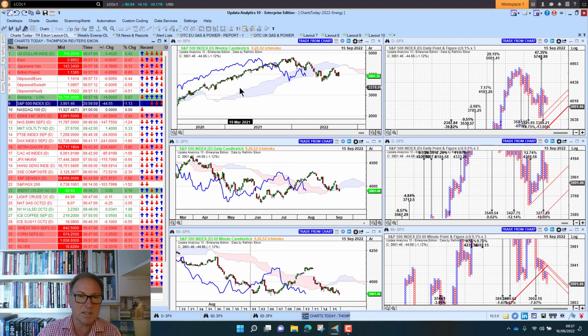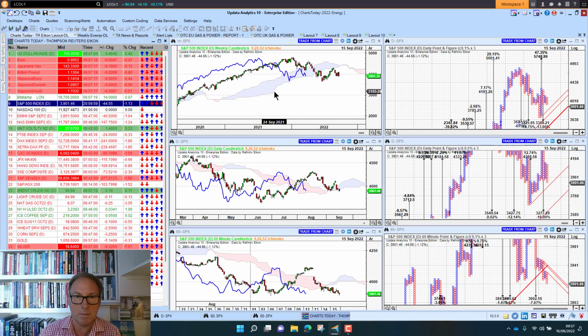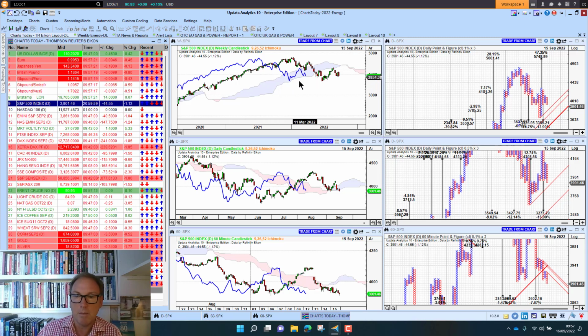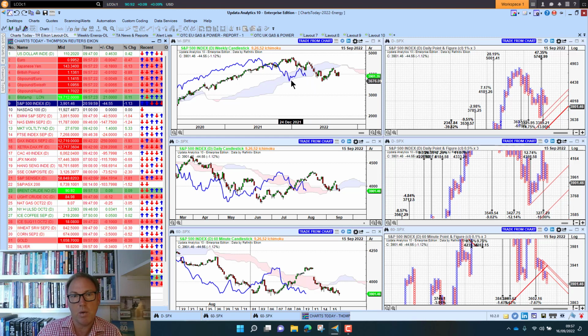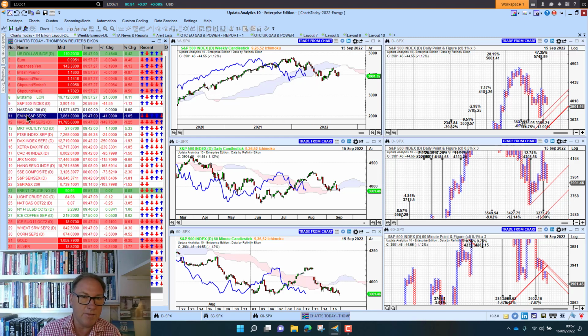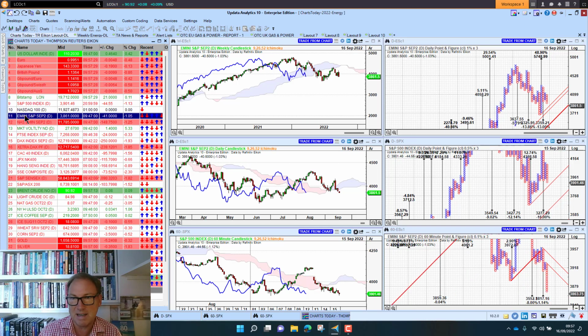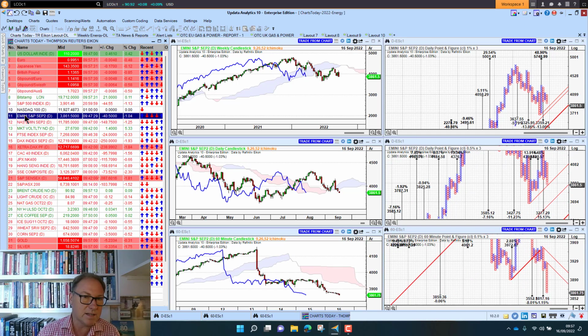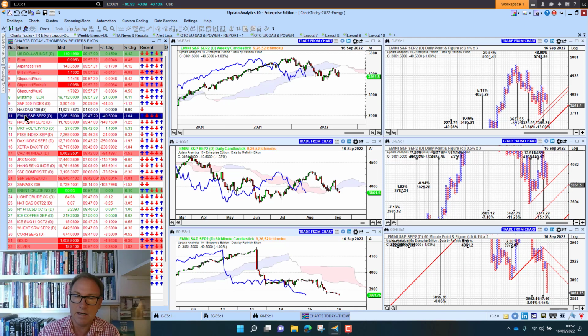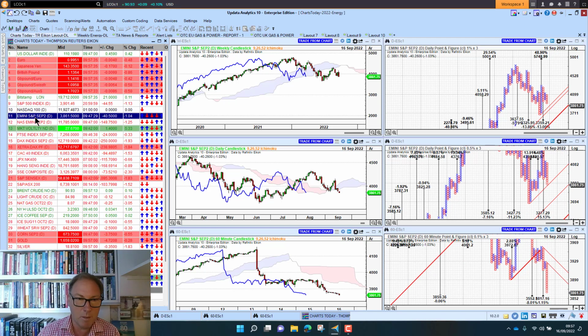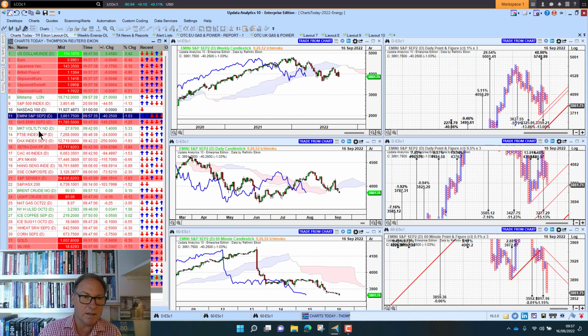Bond market's looking terrible, long term, and we've been talking about that for a long time. But we are seeing here that fall through the weekly cloud on the verge of happening. The futures are down a further 1% today, so it's blood on the screens, I'm afraid, as we head into the weekend. Not looking good for markets.